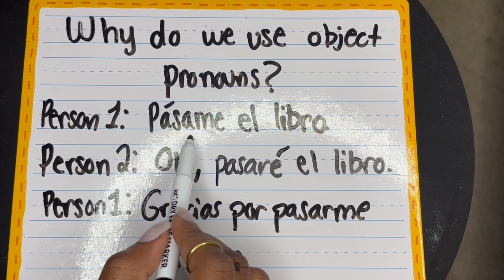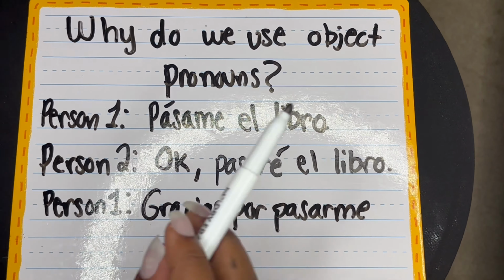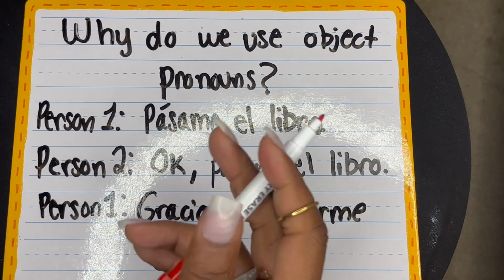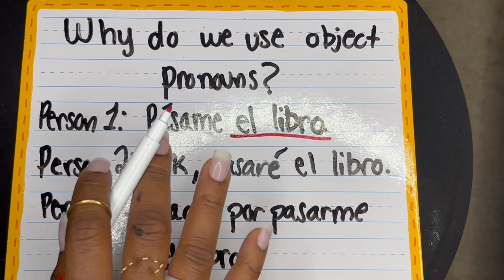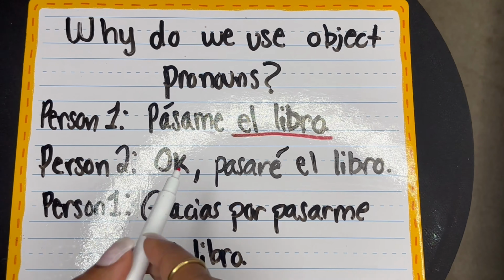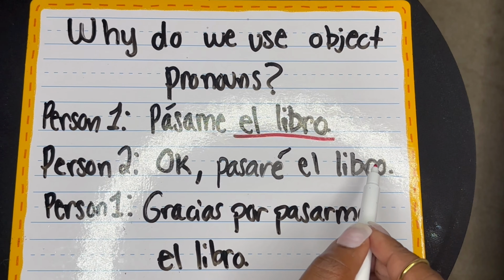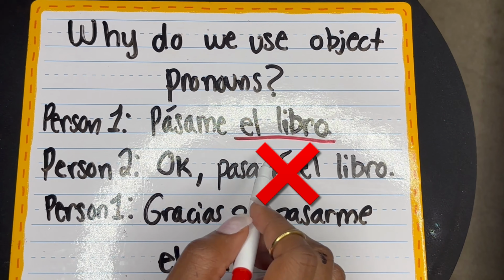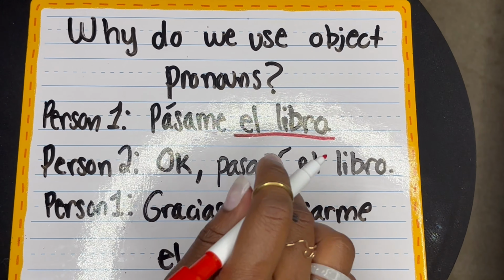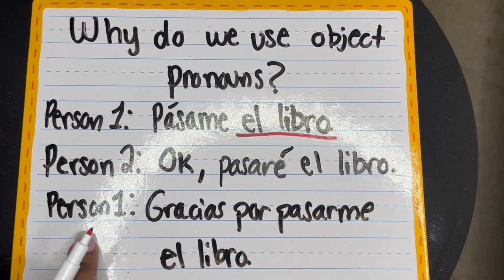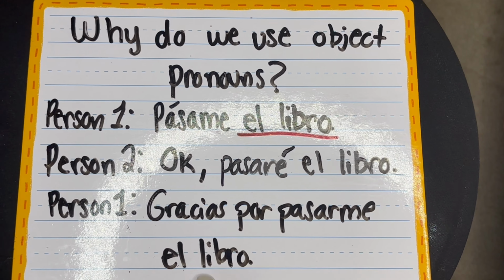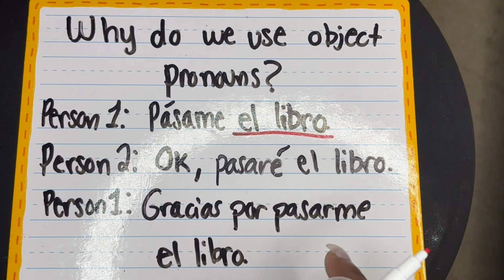Person one says, pásame el libro. El libro is going to be our object, so let's underline that. Pásame el libro. So we already have it here. Person number two, okay, I will pass the book. That looks strange, right? This doesn't usually happen in Spanish because it's unnatural. But then person number one says, thank you for passing me the book. You see how we keep saying the book, the book, the book?